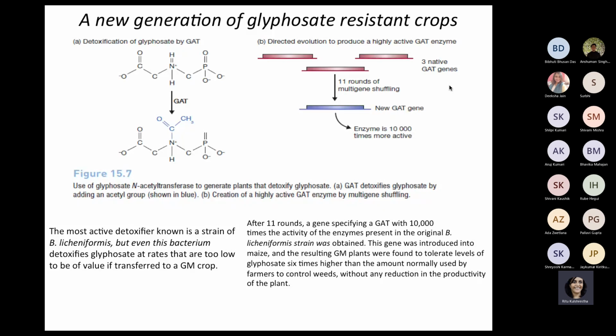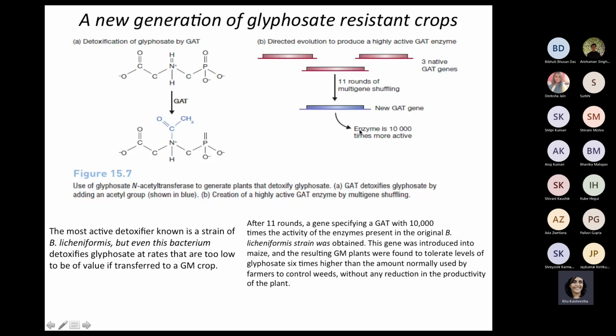If you remember, cutting the gene by enzymes and putting the various domains next to each other in various permutations and combinations. So they did one round of shuffling. They got one final mutated GAT, which was much better than the previous one. But then they again took that as the starting point, and again did multi-gene shuffling, and again did multi-gene shuffling. So they did 11 rounds of multi-gene shuffling, and the new GAT gene that they made was found to be 10,000 times more active than the previous GAT.